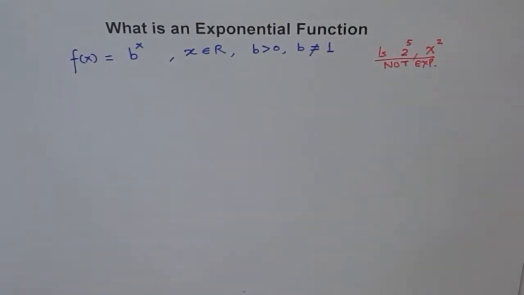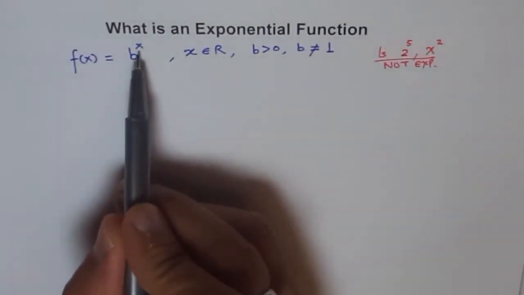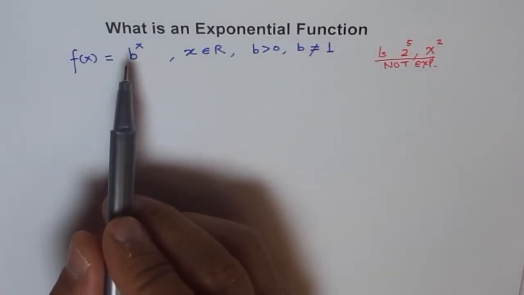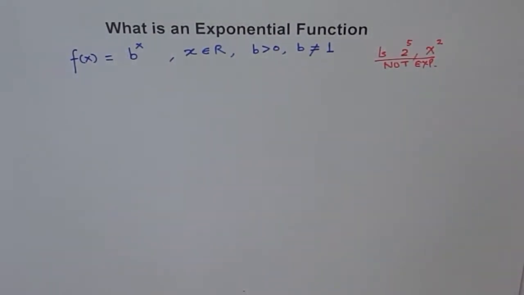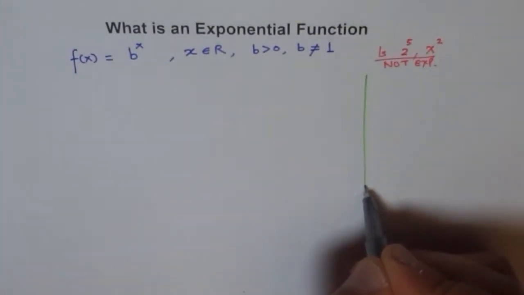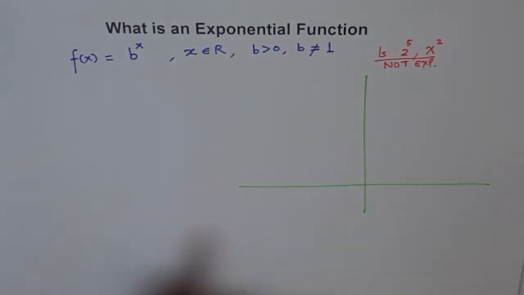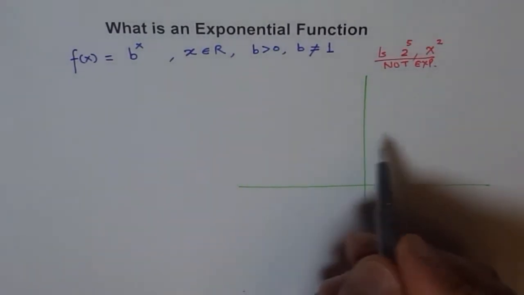Do you understand? This is something you have to keep in mind. For an exponential function, we should have a variable in the exponent. So that's the base. Now, let's try to sketch some exponential functions and get an idea of how they look. Let me draw the axes here like this, and we'll make a table of values and then plot them here.